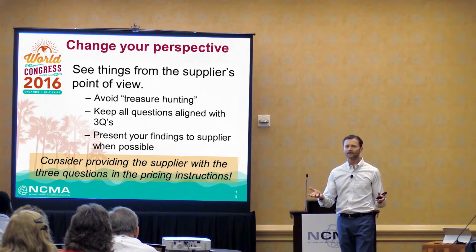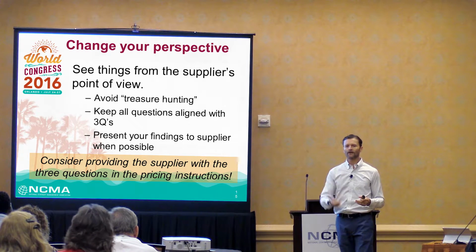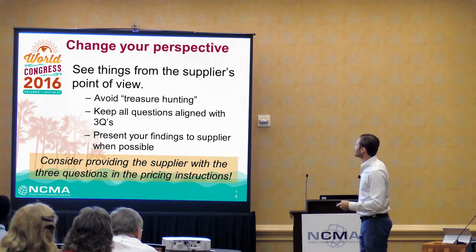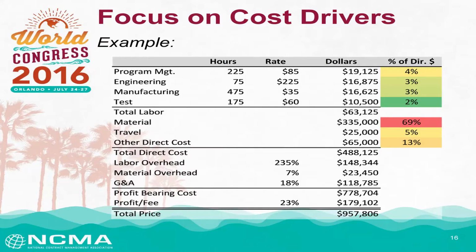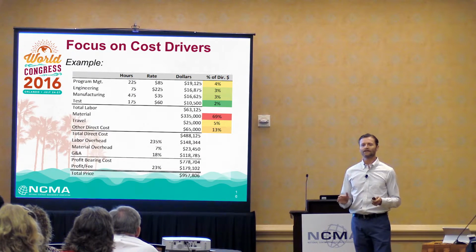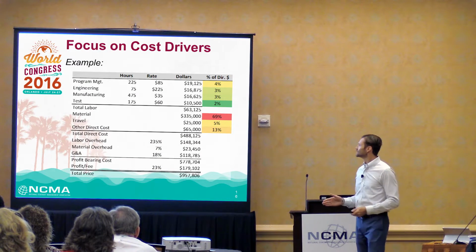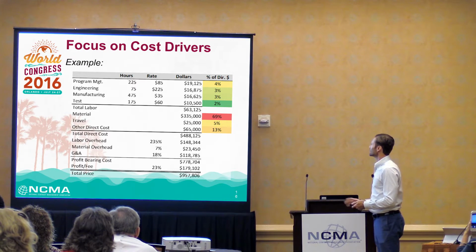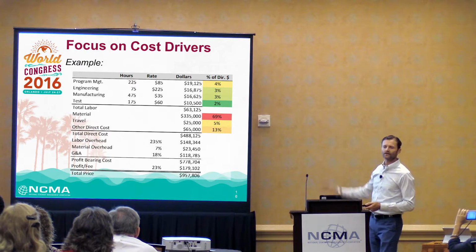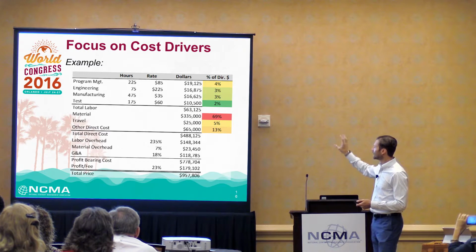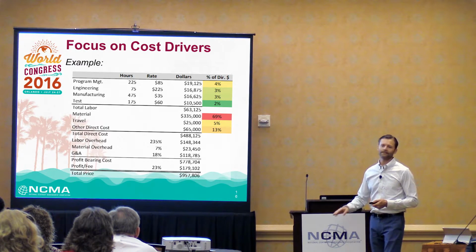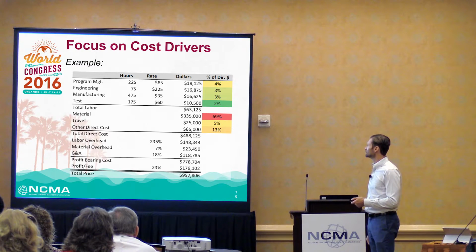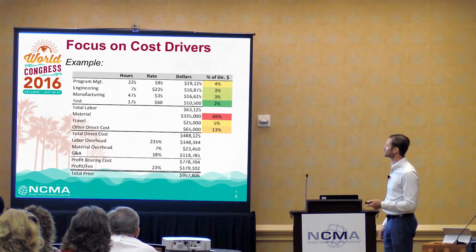Does anybody do that? Okay, some people do, great. So second, I mentioned this briefly earlier, focus on the cost drivers, okay? Don't spend time fact-finding something that really doesn't matter. Look at the stuff that matters. Over here, I've color-coded, what I did is I took percent of direct dollars, and I color-coded these. Red means you really got to understand this. Green means it probably doesn't have much bearing, right?